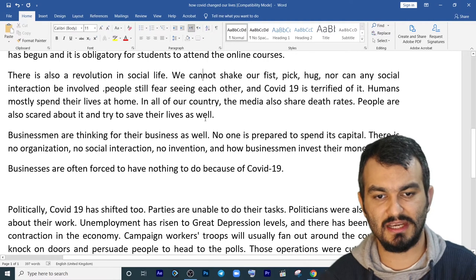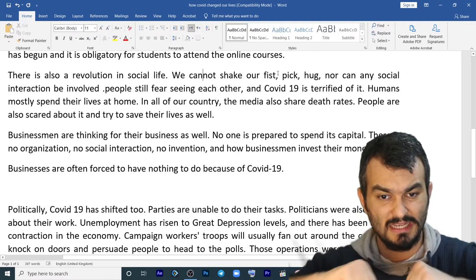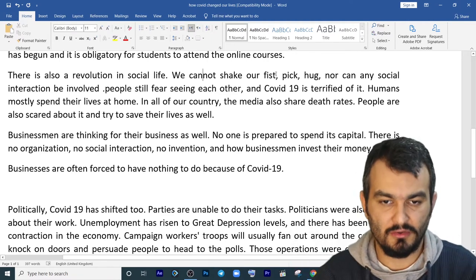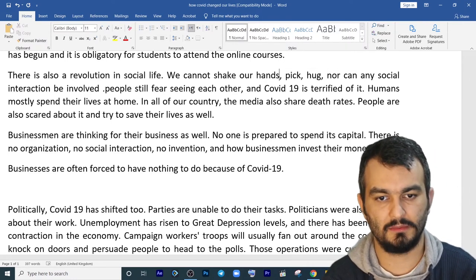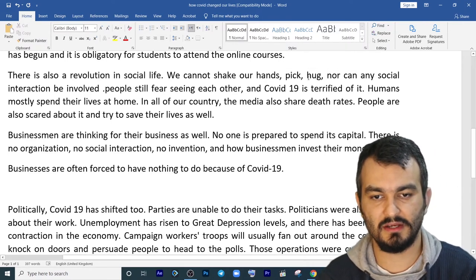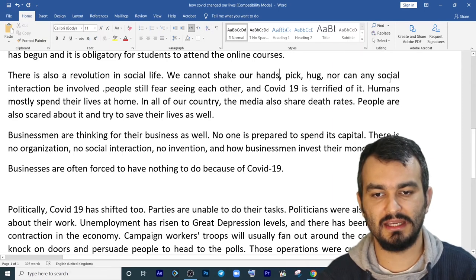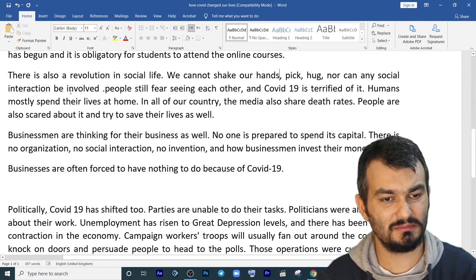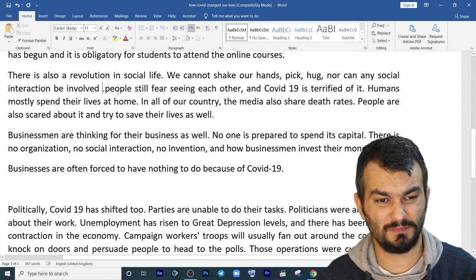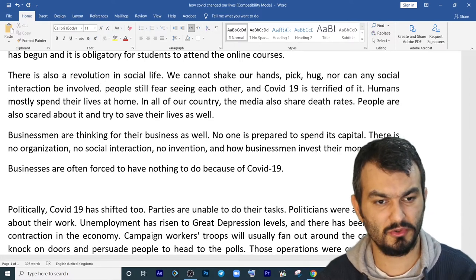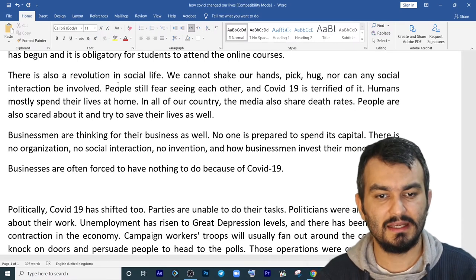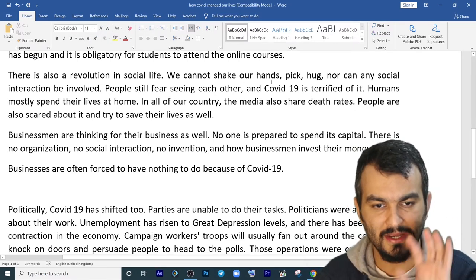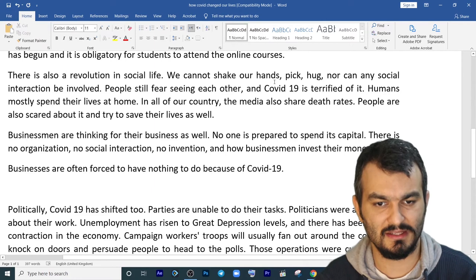We cannot shake our fists. We shake our hands, right? Our hands, pick, hug. Nor can any social interaction be involved. Oh my goodness. First of all, this period should go here, and then it should be in capital letter. This is a must. Second of all, I have to change the sentence a bit.